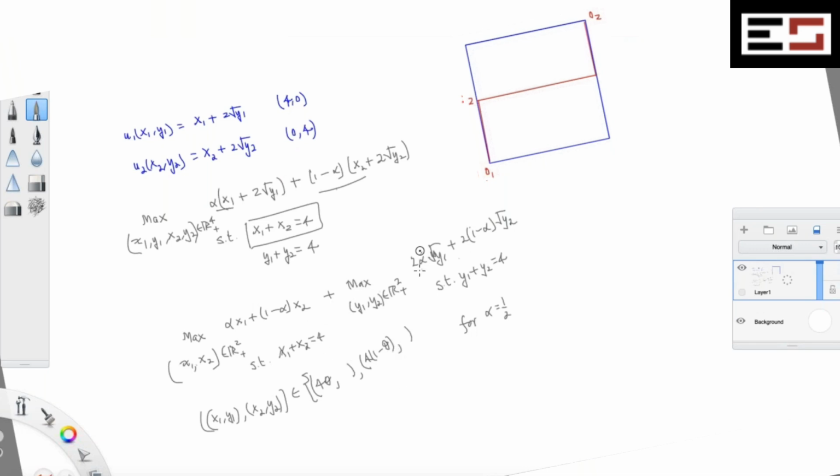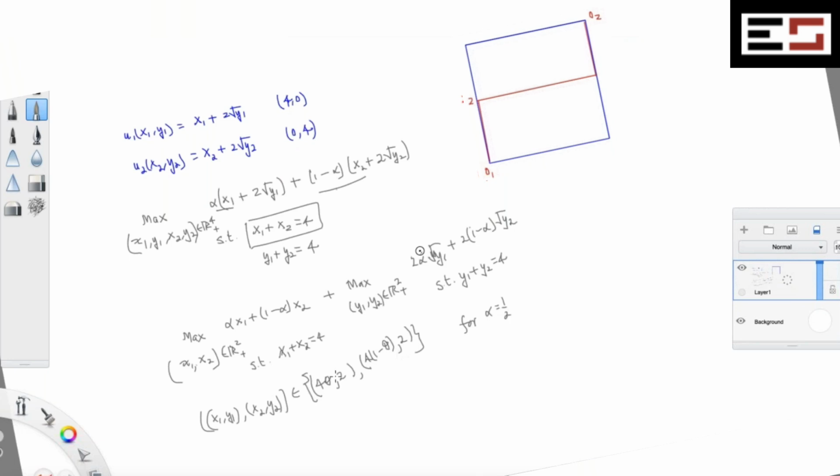And what about when alpha is half? This is root y1 plus root y2. When you solve this problem, what are you going to get? Maximize root y1 plus root y2 subject to y1 plus y2 equal to 4. Anybody? Y1 equal to y2 equal to 2, right? Is that okay?